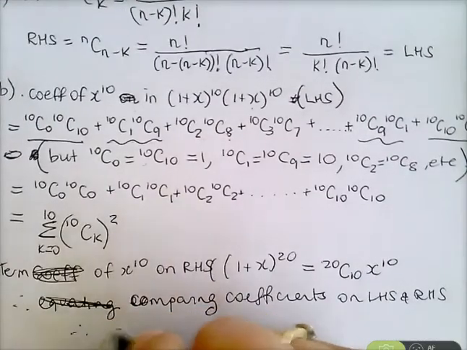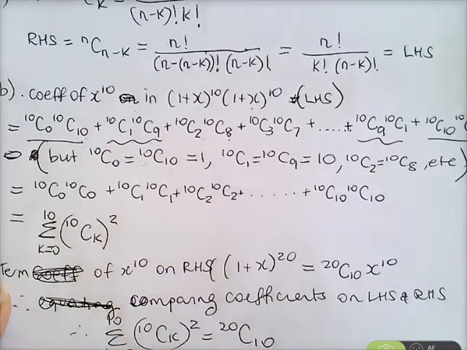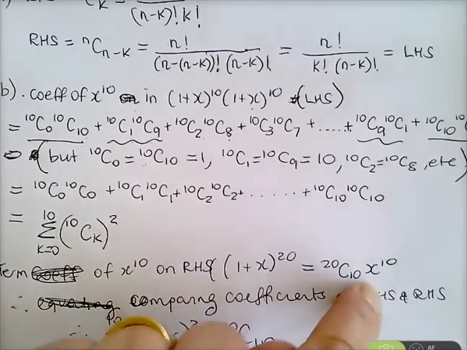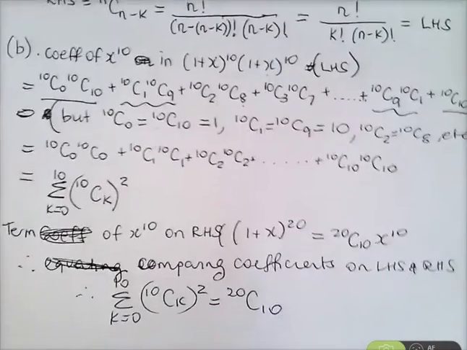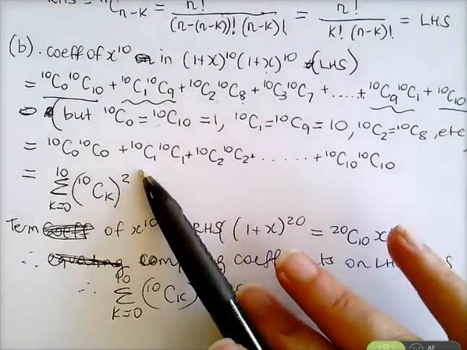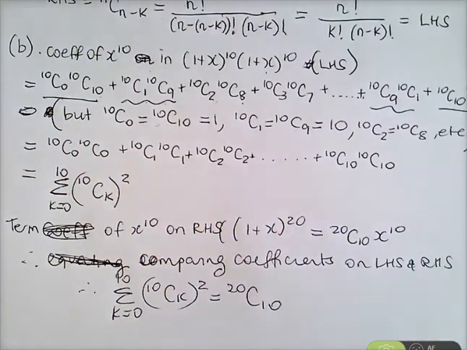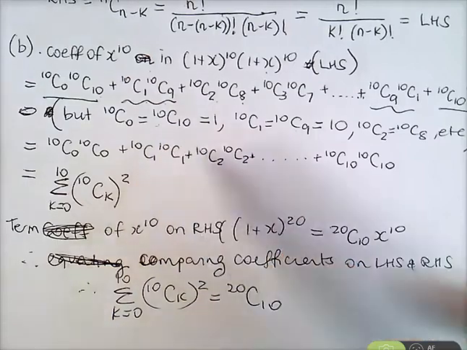Therefore, comparing coefficients on the left-hand side and the right-hand side, we've got the sum from k equals 0 to 10 of 10Ck squared equals 20C10. Fun, huh? Where you see something like this, something squared, you're going to have to think of Pascal's triangle and how it's symmetrical. Starts at 1, goes up, comes back down to 1. How 10C0 is 10C10, etc.